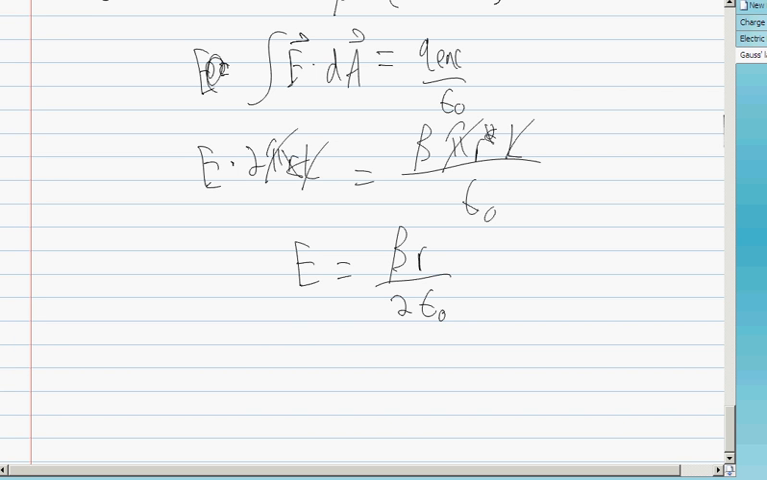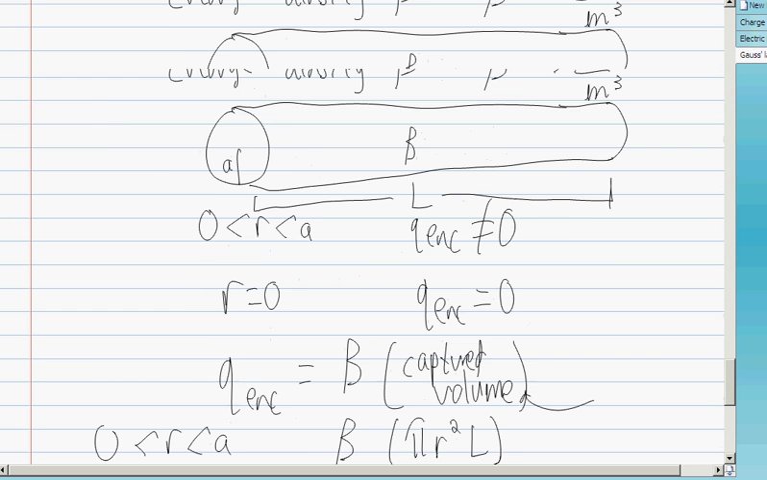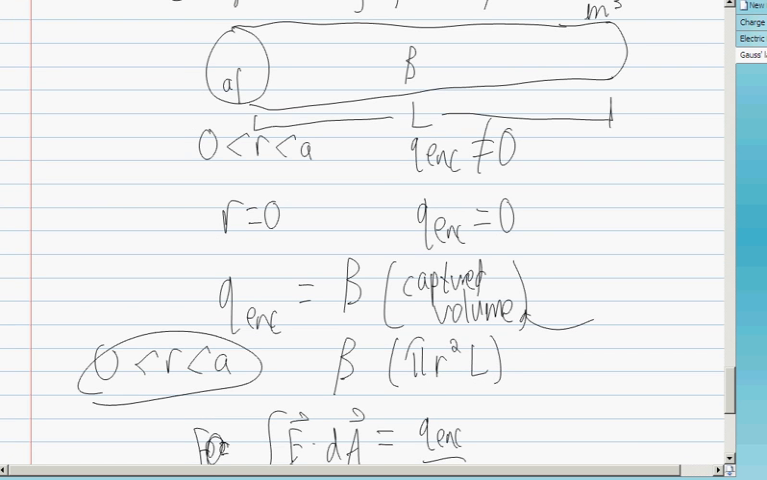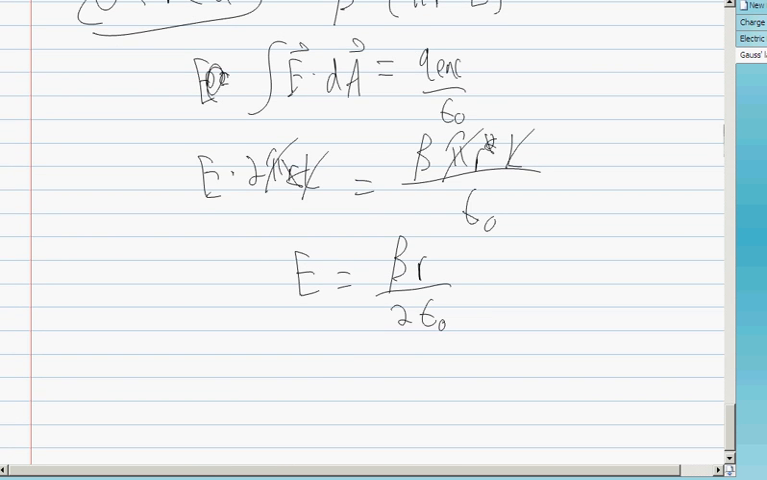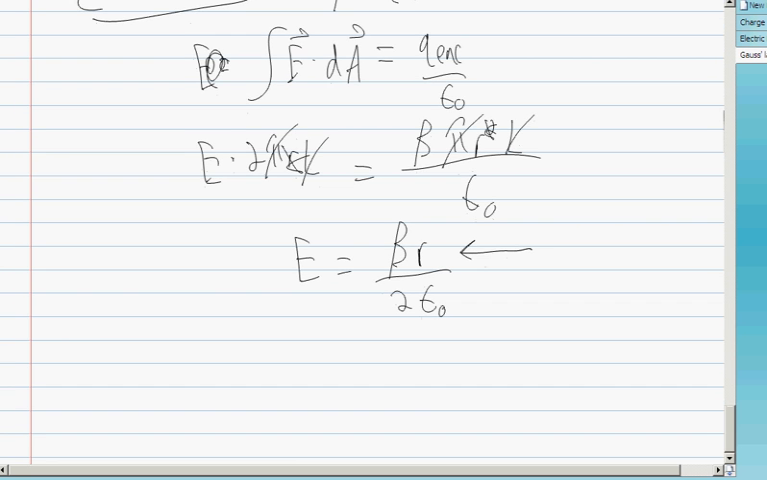Now I want to point out that that's good for the region 0 to R to A. Notice we're capturing more and more of the volume. So as we capture more and more, we should get a bigger field. Even though we got a bigger space, we're capturing way more charge. We're capturing it proportional to R cubed instead of just proportional to R. But our surface area is increasing by R squared, so it should increase by R. But how about when R is greater than B? Or sorry, A. That's what we chose.